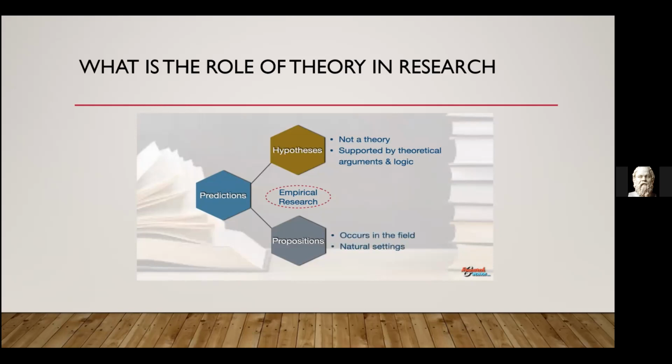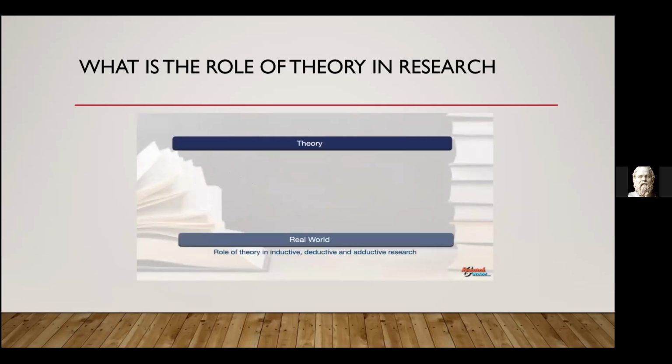Whereas proposition is qualitative research, inquiry essentially occurs in the field with actors and events happening in their natural settings. This diagram shows how theory is connected to the real-world phenomena through different types of research. It indicates that theory can inform reality or vice versa, reality can inform theory. There are three different research approaches by which this can be done, namely inductive research, deductive research, and abductive research.